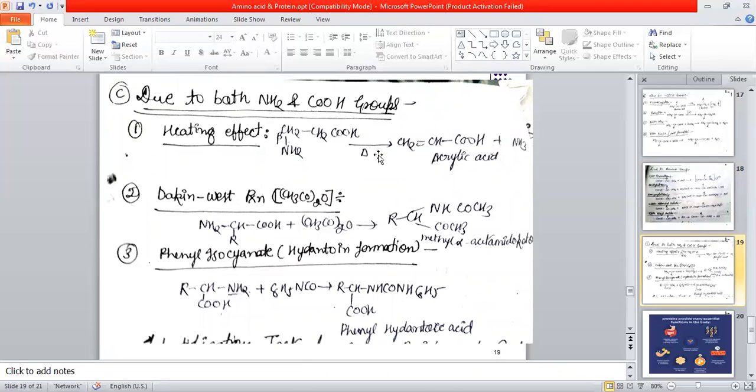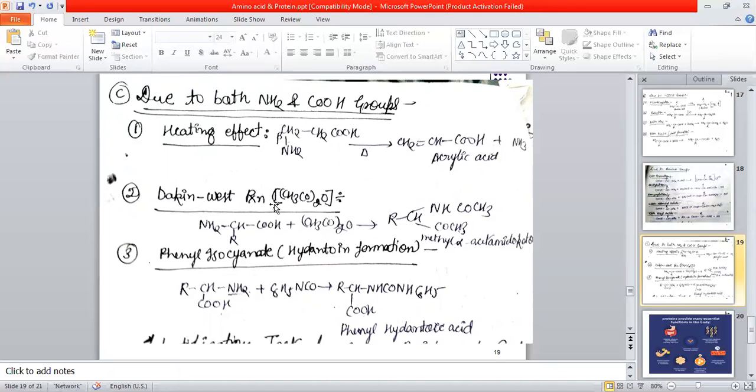Whenever you heat this particular compound, what will happen? NH2 and from this CH2 one hydrogen, NH3 gas, ammonia, will be eliminated. You will get CH2 double bond CHCOOH to maintain its valency. The name of this compound is acrylic acid.